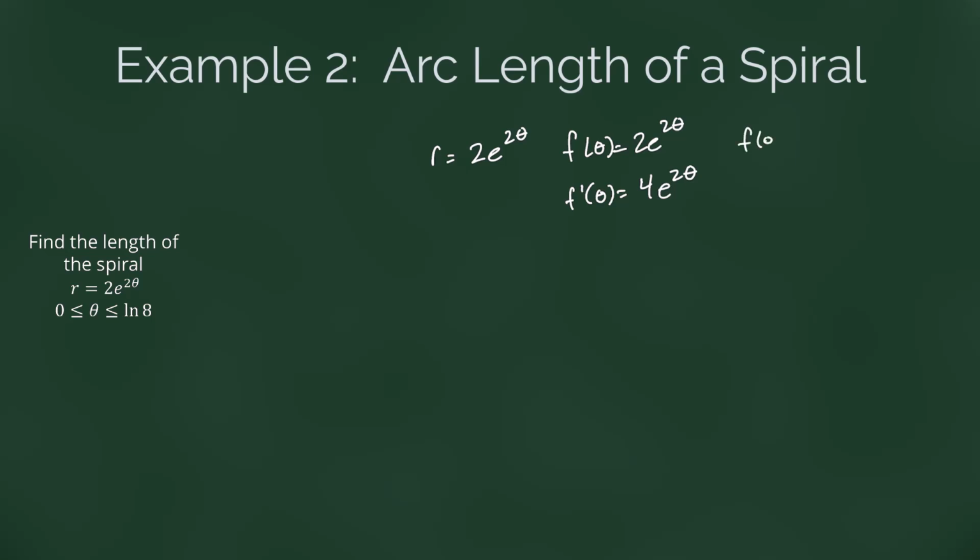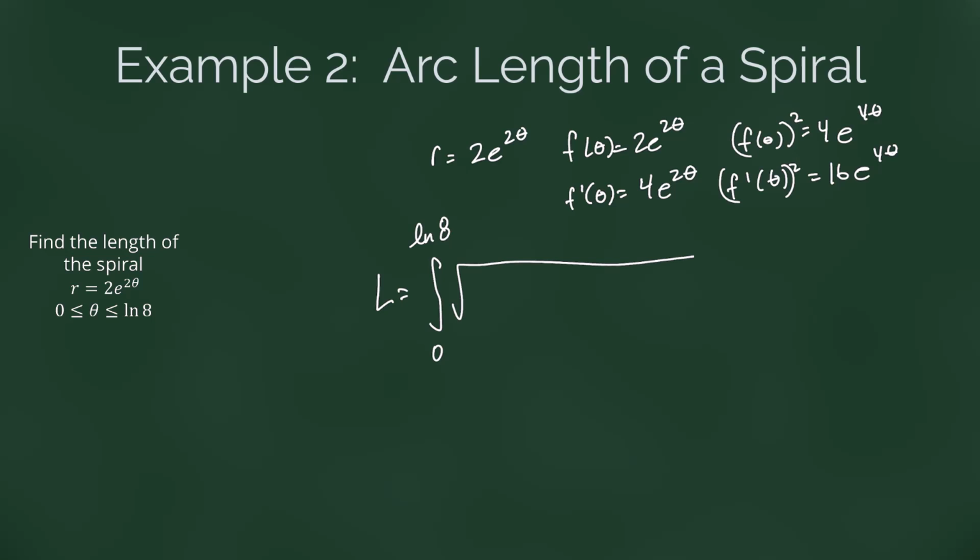f of theta squared is 4e to the 4 theta, and f prime of theta squared is going to be 16e to the 4 theta. So our arc length is going to be the integral from 0 to the natural log of 8, our bounds for theta, of the square root of f prime of theta squared plus f of theta squared d theta. We can obviously add the terms inside there, and we get 20e to the 4 theta.